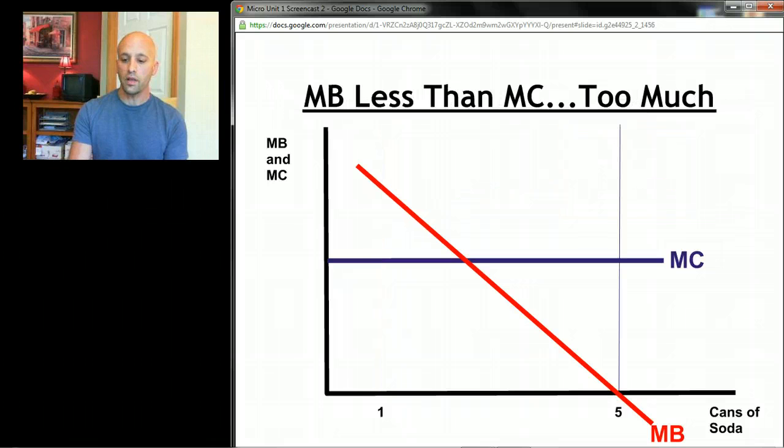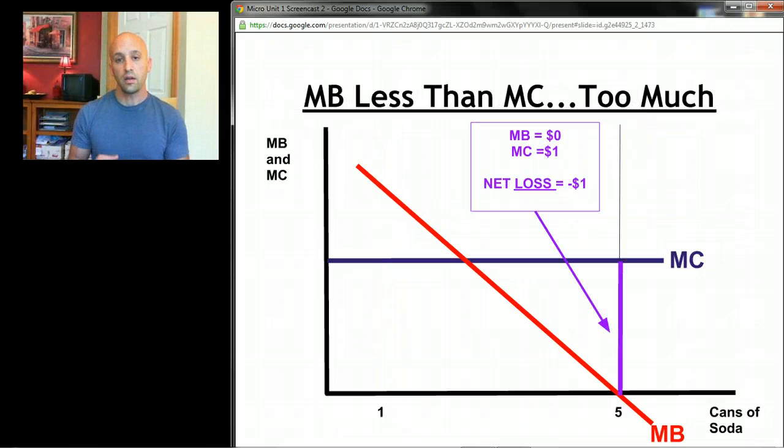If you go beyond the optimal amount of soda, let's say you drank 5 cans, again, the marginal benefit there was not as much as the marginal cost. You got 0 benefit, cost you $1. You could think of that vertical distance as the loss.